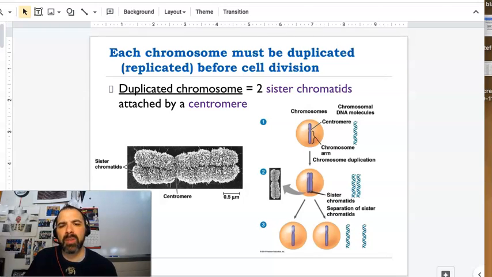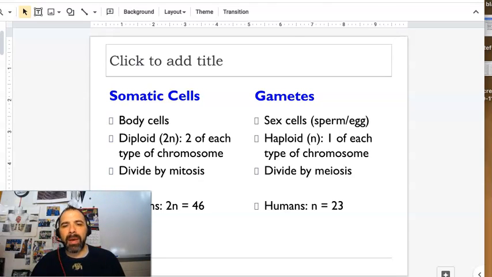Each chromosome must be duplicated before cell division. A duplicated chromosome is two sister chromatids attached by a centromere. You should remember that. Regardless, that is one chromosome. It's made up of two replicated chromatids, which we'll talk about. When we talk about somatic cells, those are body cells. They're diploid, 2N, two of each type, and they divide by mitosis. So humans, 2N equals 46.